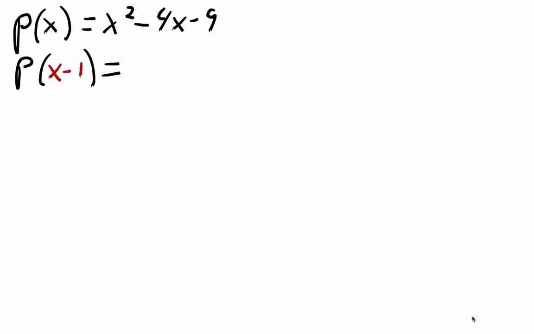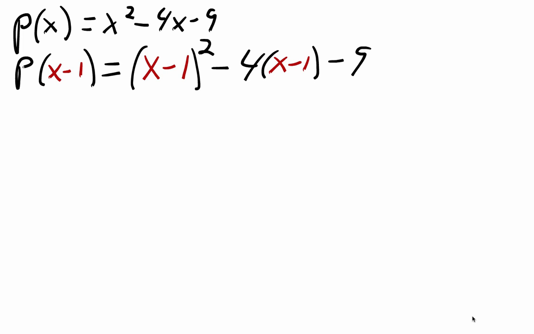So now we have p of x equals x squared minus 4x minus 9, so this is quadratic. Wherever we see an x in our function, we're going to put an x minus 1. So right there we have x squared, so that means we're going to put x minus 1 squared, because I have an x there. I know it's kind of confusing because I have x in both of them. But wherever I saw an x in my original equation, I put an x minus 1, minus 4 times x minus 1, and then minus 9.